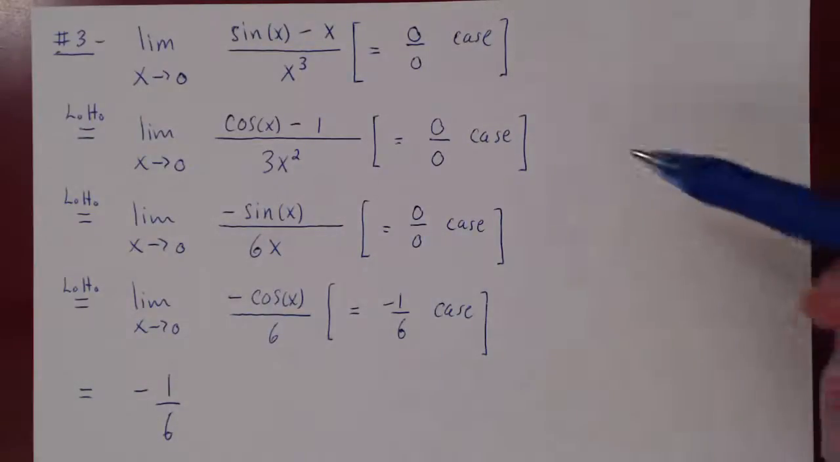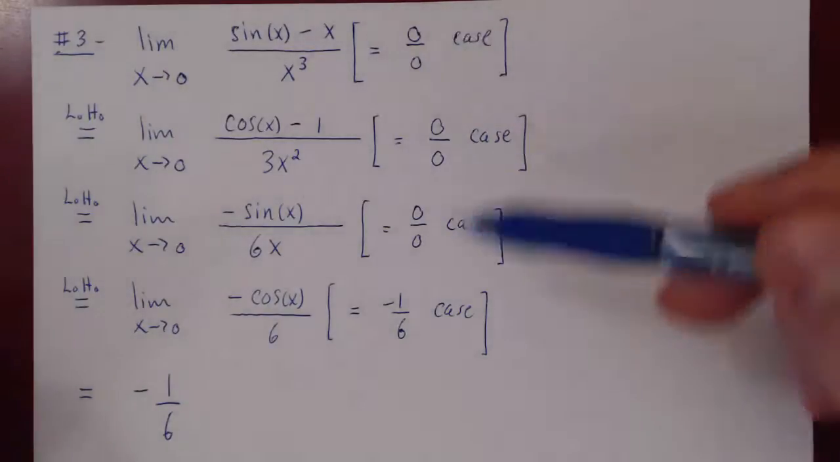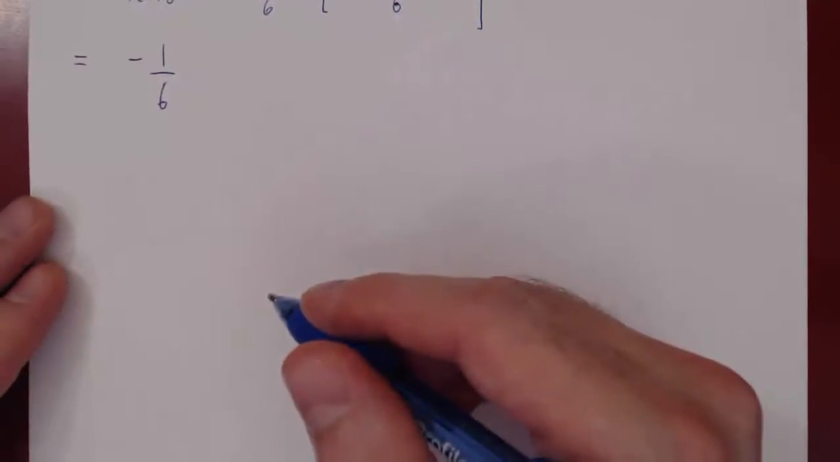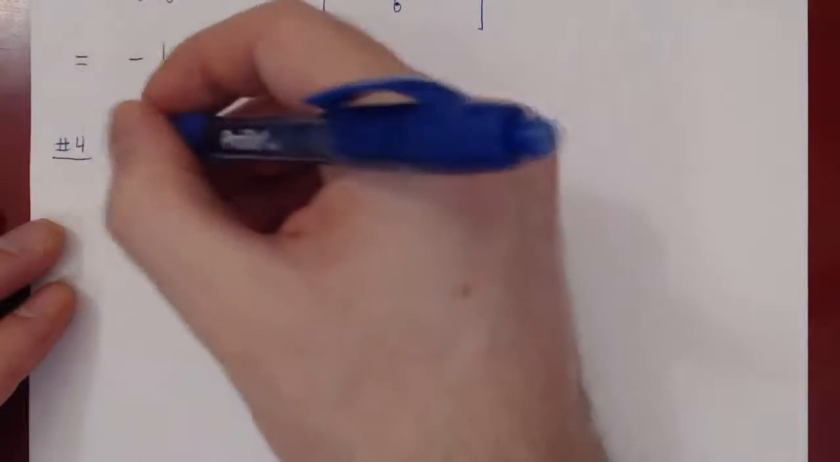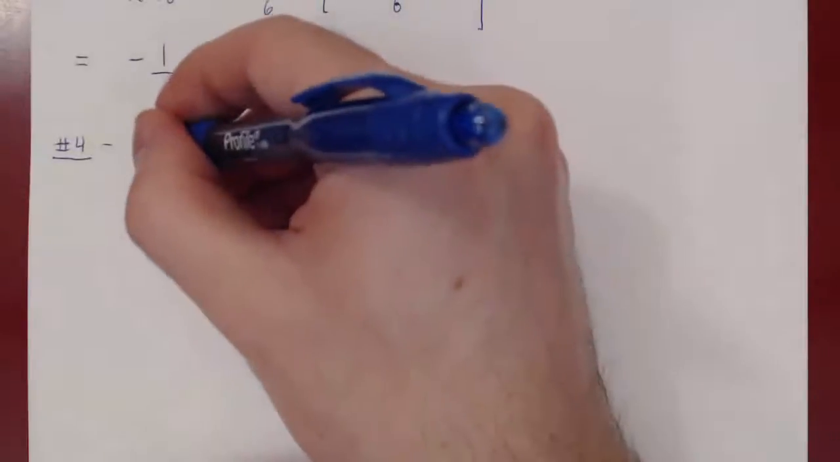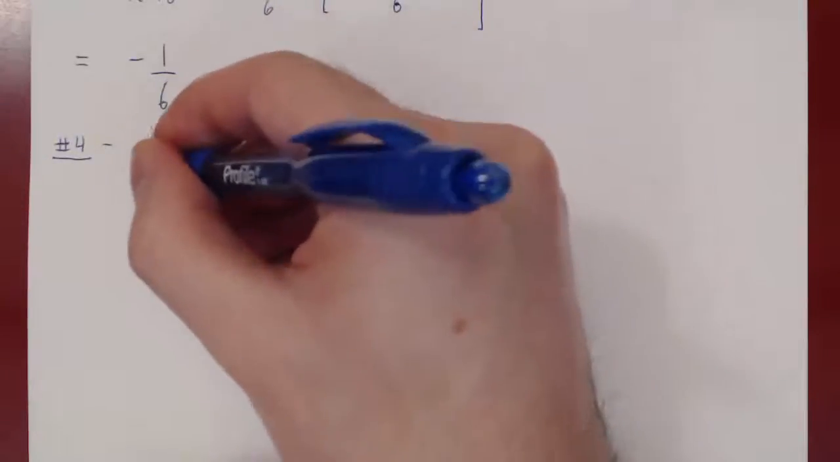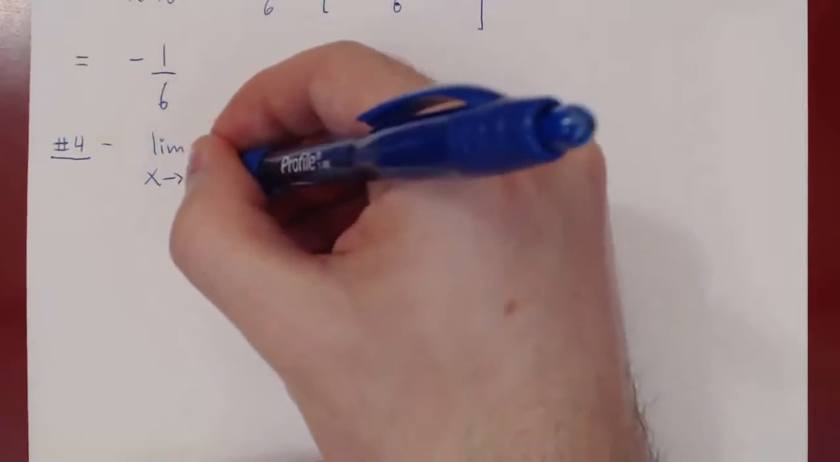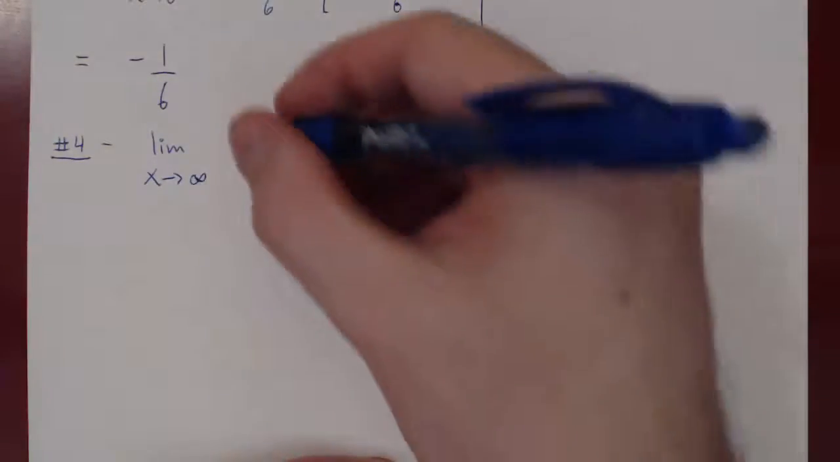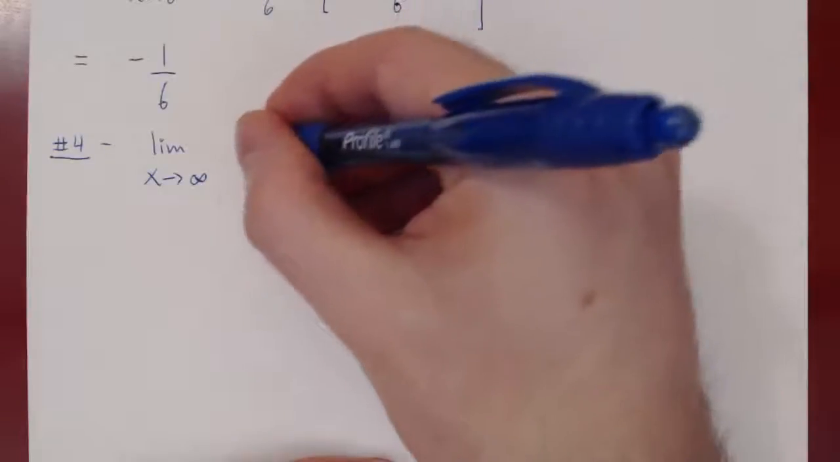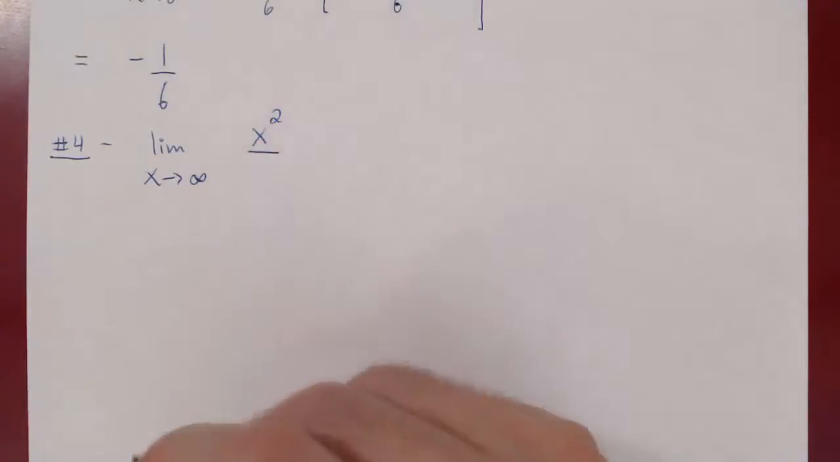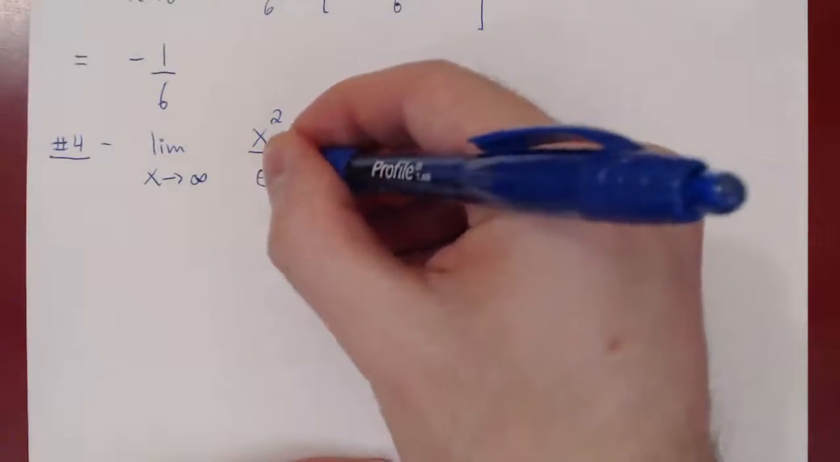Let's do an example that would give us an infinity over infinity case. So what if we asked for the following limit? Number 4. Let's let now a be infinity. We'll let x approach infinity. And we'll consider the limit, say, x squared over the exponential function e to the x.